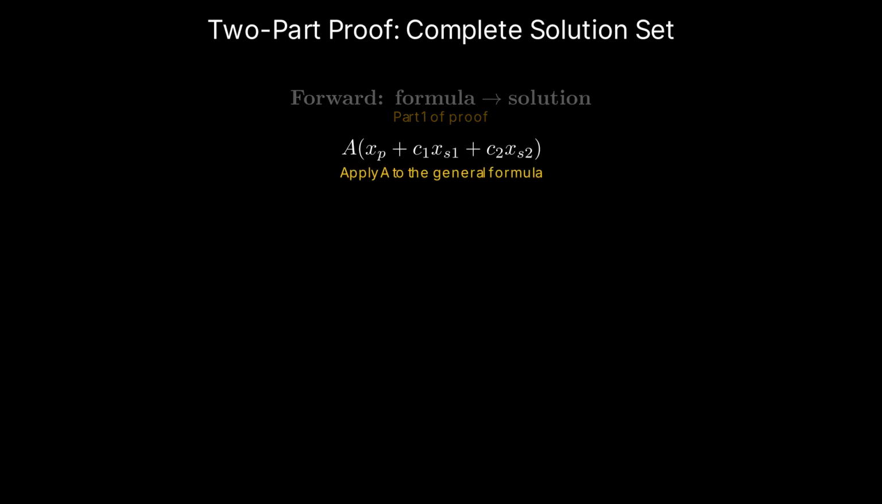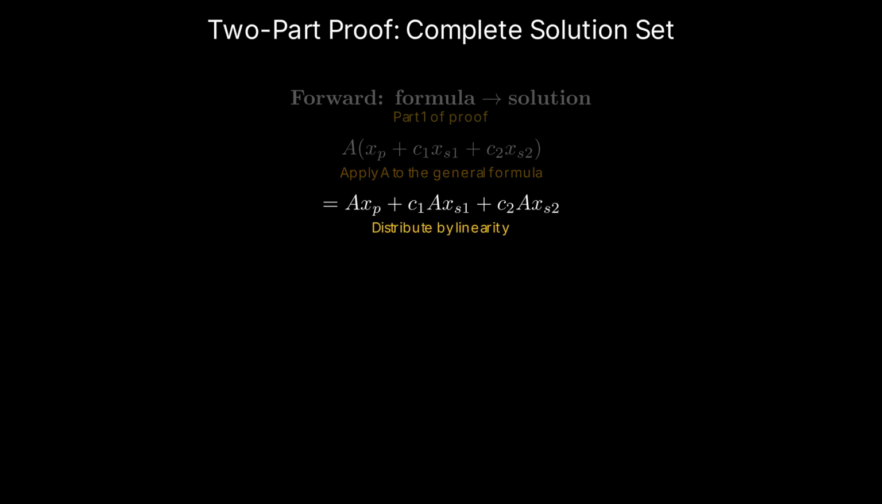This is a two-part proof. First, the forward direction. We show that everything the formula produces is actually a solution. Multiply A by xp plus c1 times xs1 plus c2 times xs2. By linearity of matrix multiplication, that equals A times xp plus c1 times A times xs1 plus c2 times A times xs2.